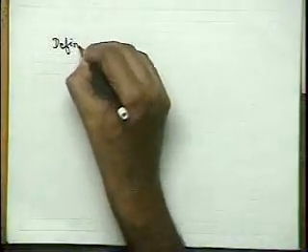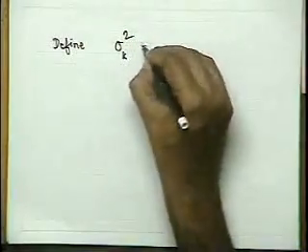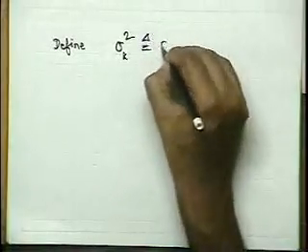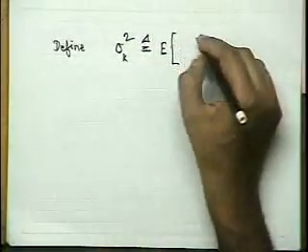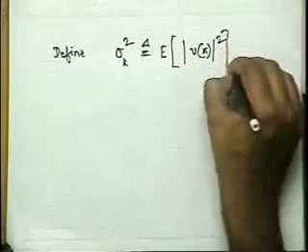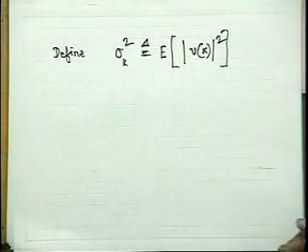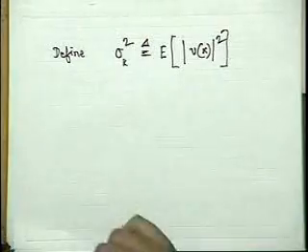Here also I am not going into the details of the proof, just formulating this mathematically. We define sigma k square, the variances, as the expectation of Vk square. Obviously, I can call it variance, and I can call it energy.